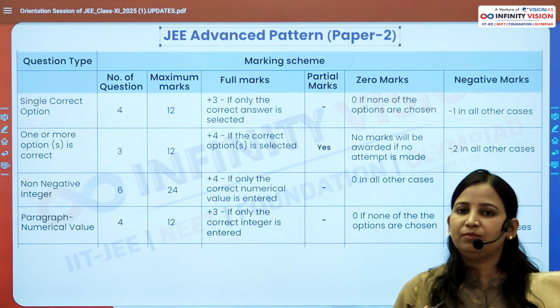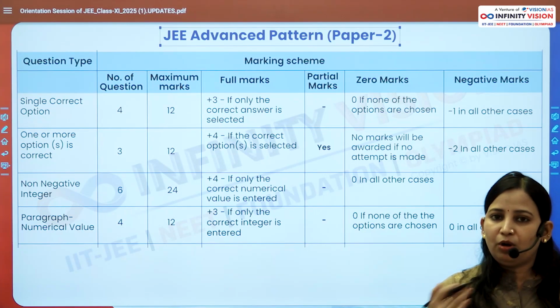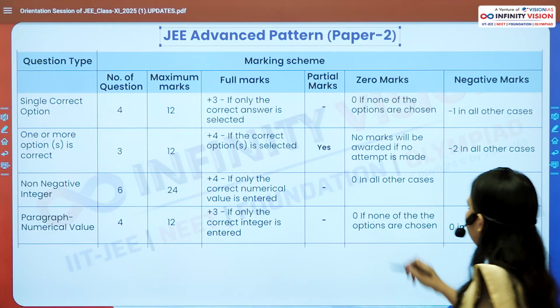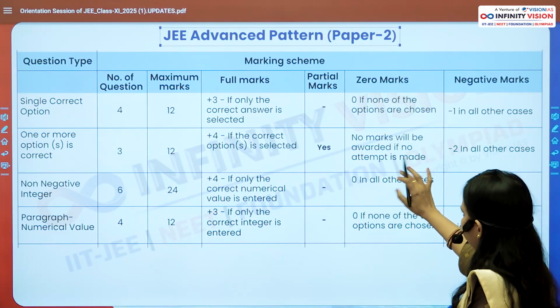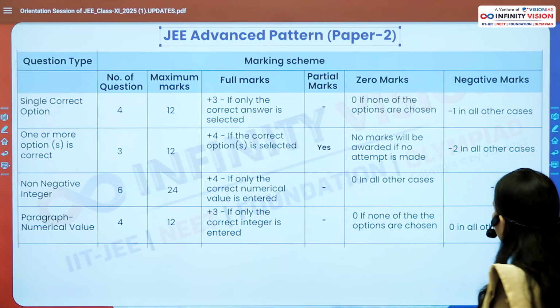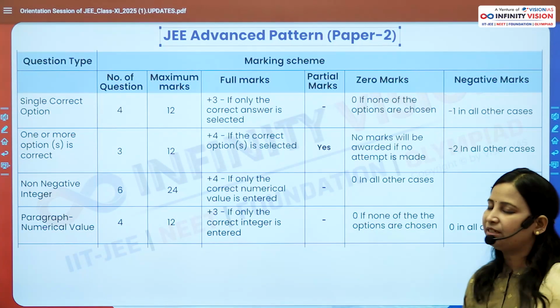If there are more than one options correct, and you are not choosing all the options, then you will get partial marks for that question. If you are not attempting that question, you will be assigned 0 marks, and if you are choosing the wrong options, minus 2 marks, that is negative marks, will be deducted from your total marks.